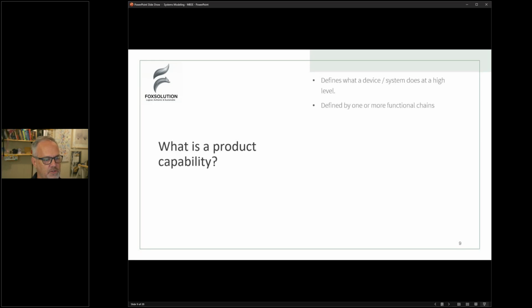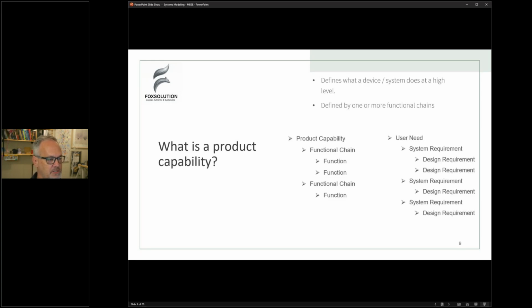So the next question is, what is a product capability? The reason I'm going to talk about this is that we're going to start talking about the specific systems modeling tools and how they work. A capability is a level above the functional chains, and it defines something that's delivered by the system. When we think about traceability from the product capability, we're really talking about traceability to the user needs. The user needs the system to deliver a capability, and that capability is defined in the systems model as a product capability.